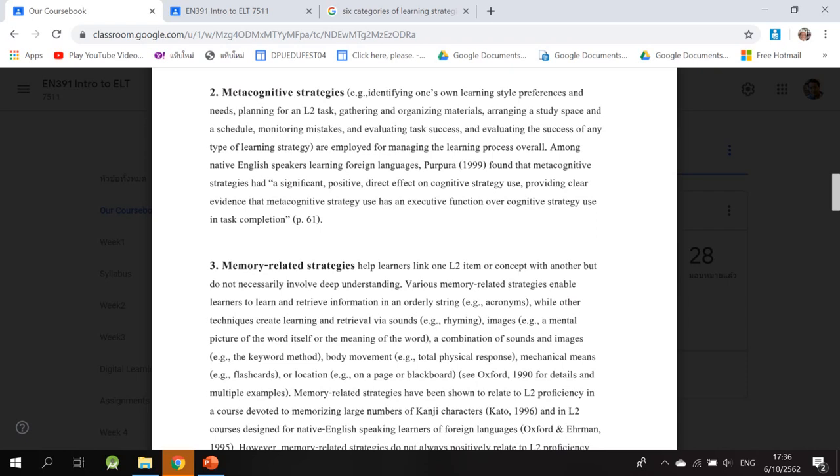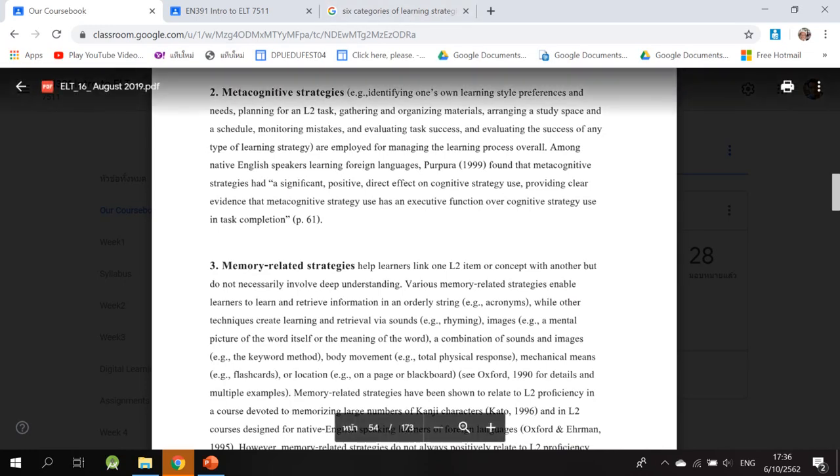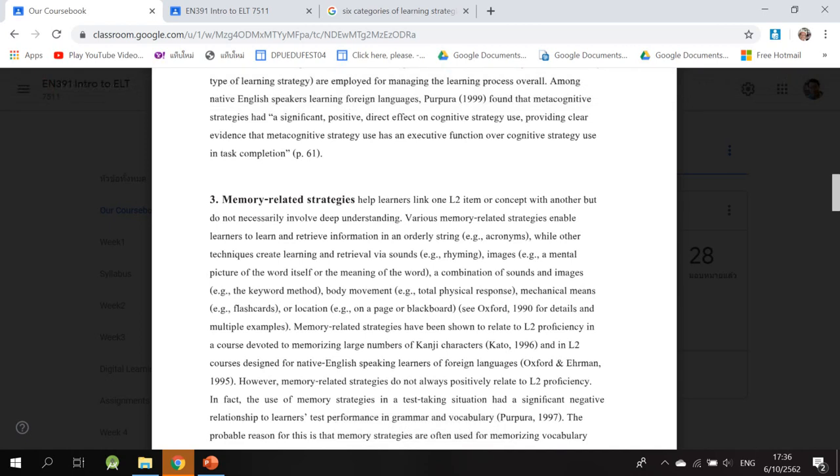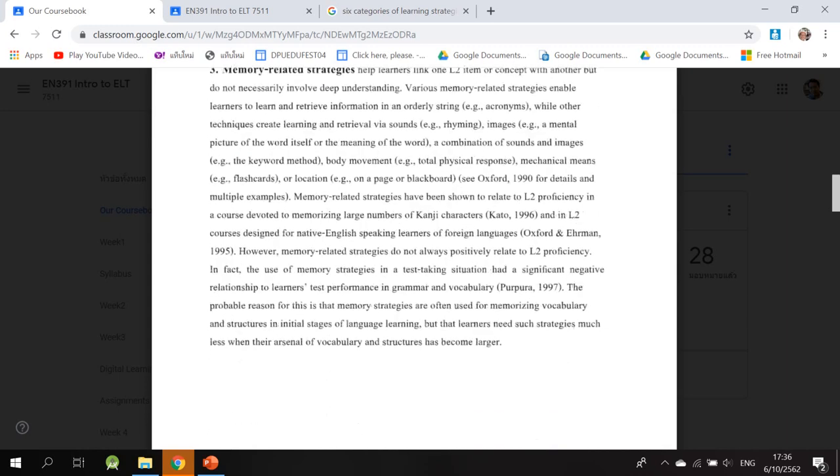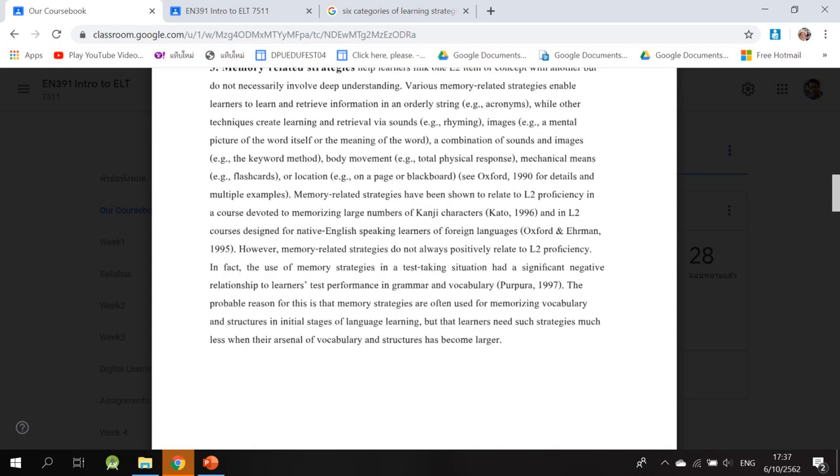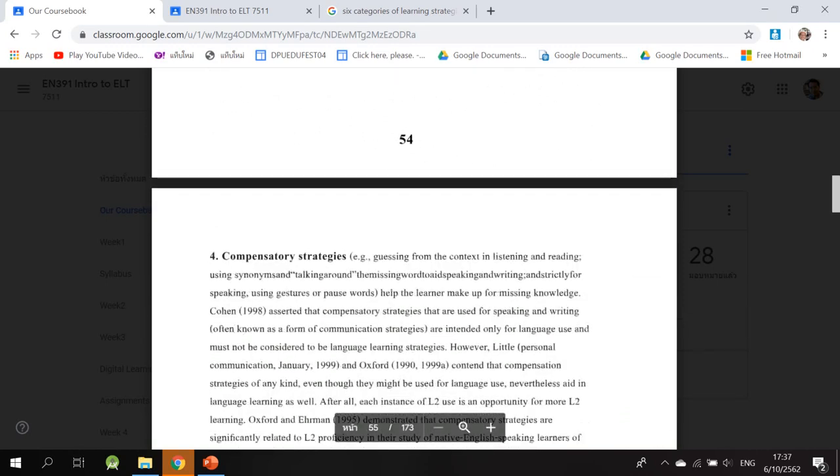Okay, memory related strategies help you to conceptualize your understanding, like deep understanding. You can use acronyms. You can use ways to memorize things. Okay, using sound, using rhyming, even using poems. Or using what we call episodic memory, like you create a story and then you memorize them, like the kanji characters, for example, or the Chinese.